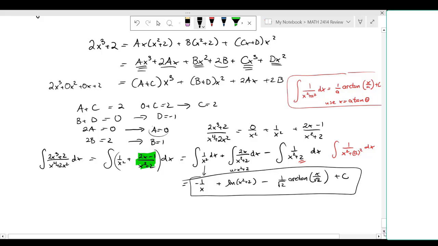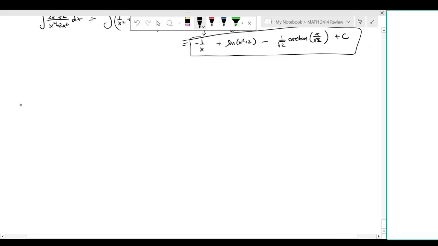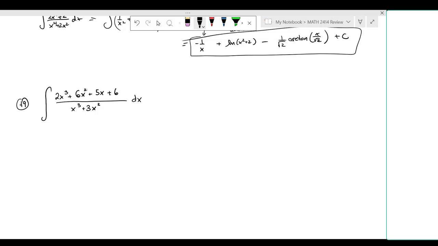Okay, so let's do another one. All right, so are we ready for partial fractions here? Or should we do something else, right?